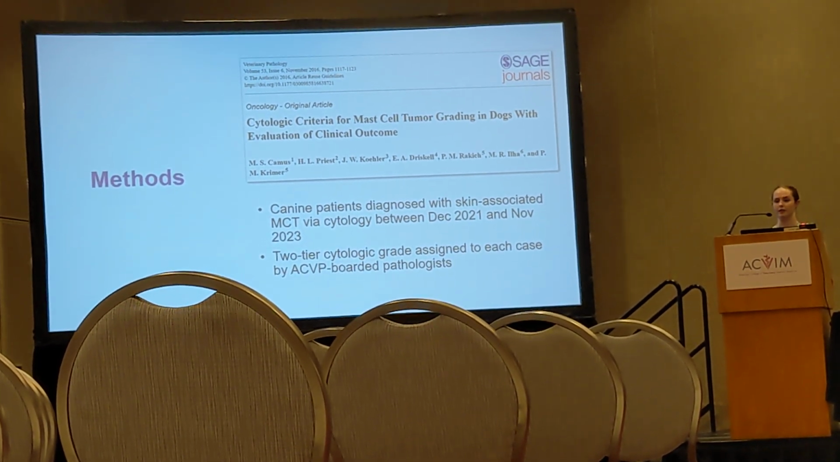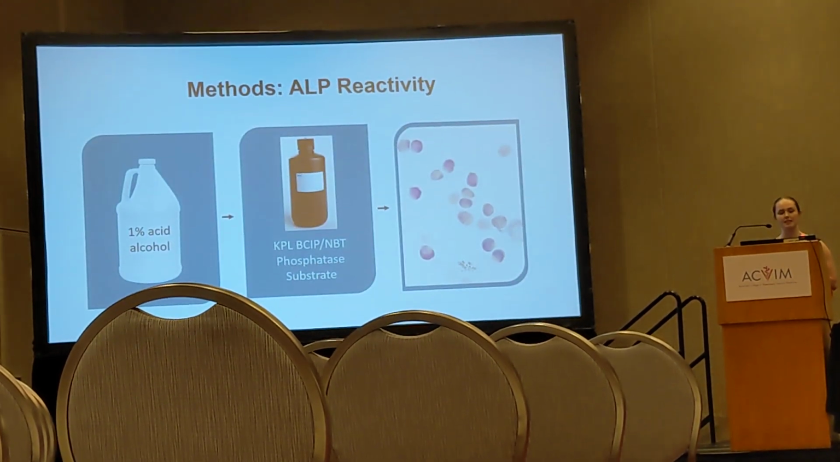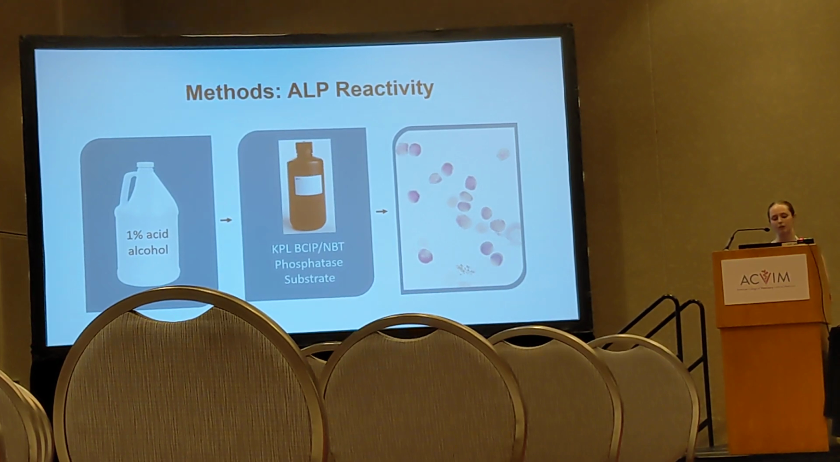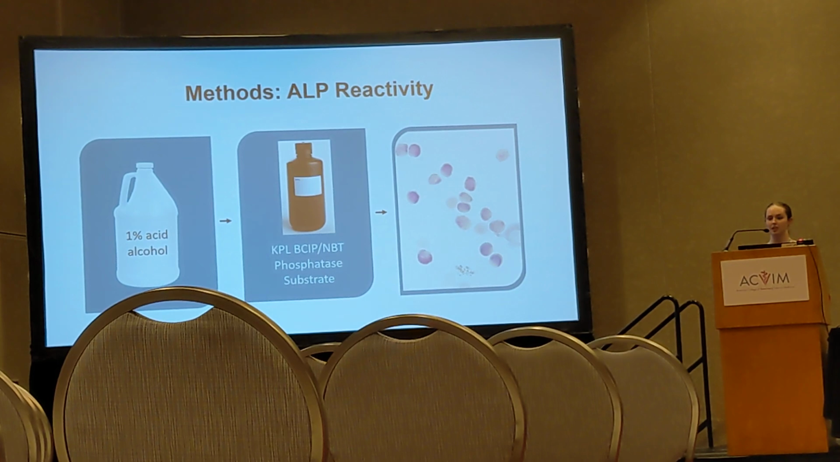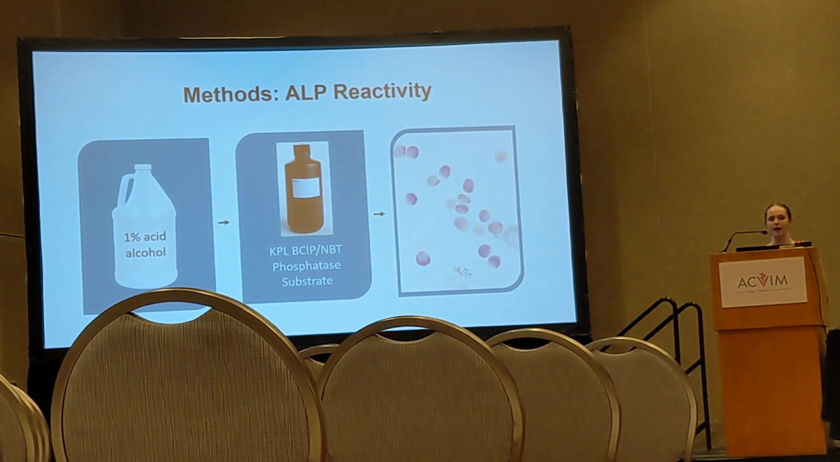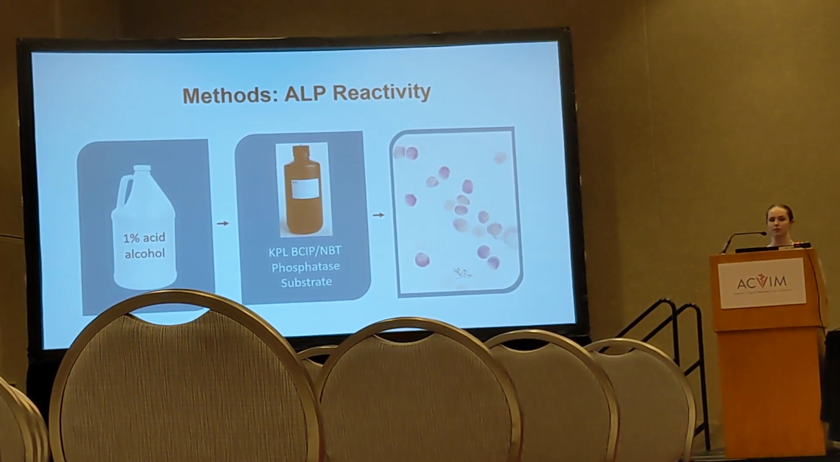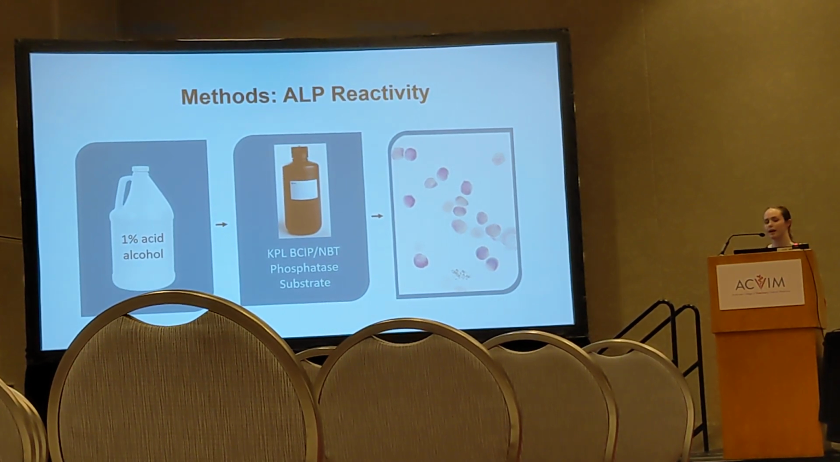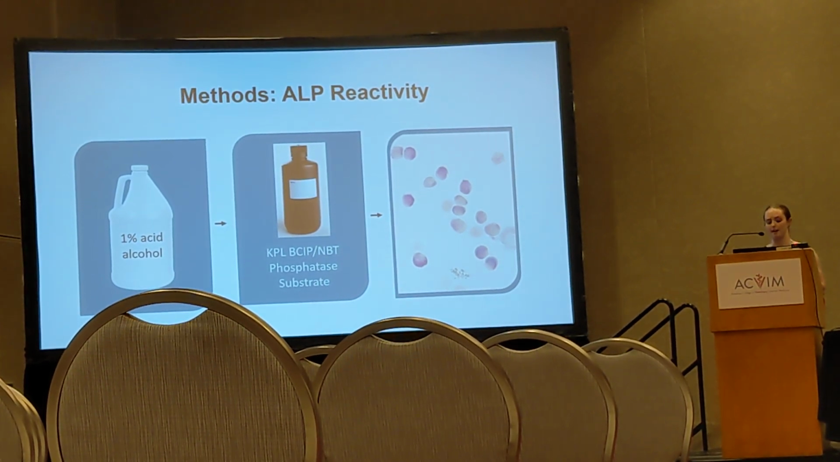analyze the inter-rater reliability. To assess ALP reactivity, all 38 cases were destained with acid alcohol, and then the phosphatase substrate was left on there for an hour. During this hour, the substrate was dephosphorylated by any ALP enzyme present on the sample, and an oxidation reduction reaction produced the color change that you see on the far side of the screen here, and that would be a positive result.